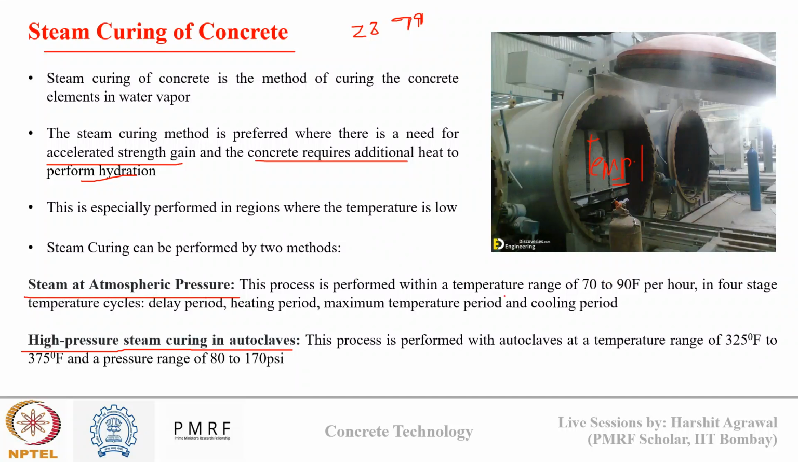In atmospheric pressure, you maintain a temperature of 70 to 90 degrees, and it is done in four stages. In the temperature cycle, there will be a delay period first, then a heating period, then a maximum temperature period, and then a curing period. In this way, steam curing is done. High pressure steam curing can also be performed, where temperature is kept fixed and a pressure of a certain range is applied to increase the curing.